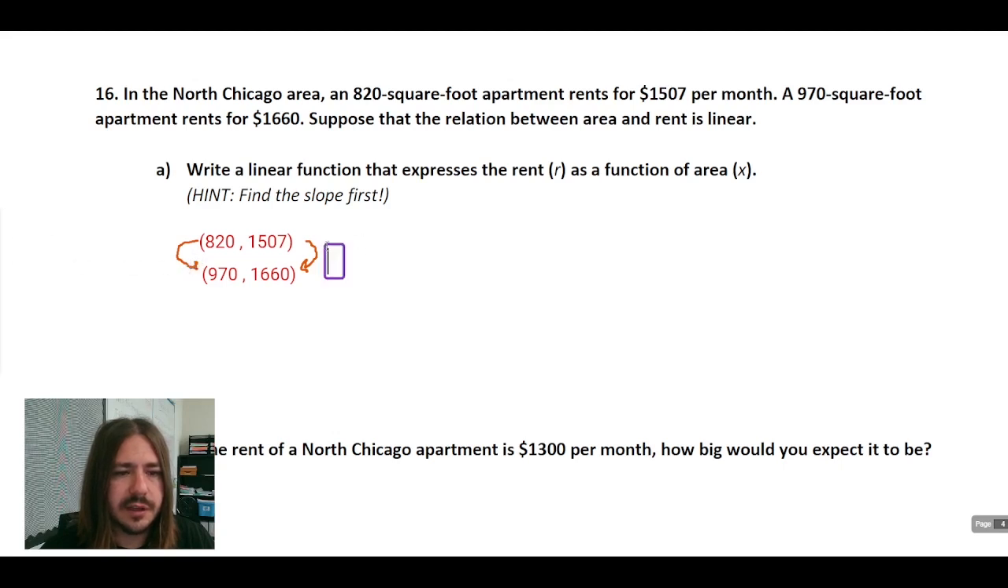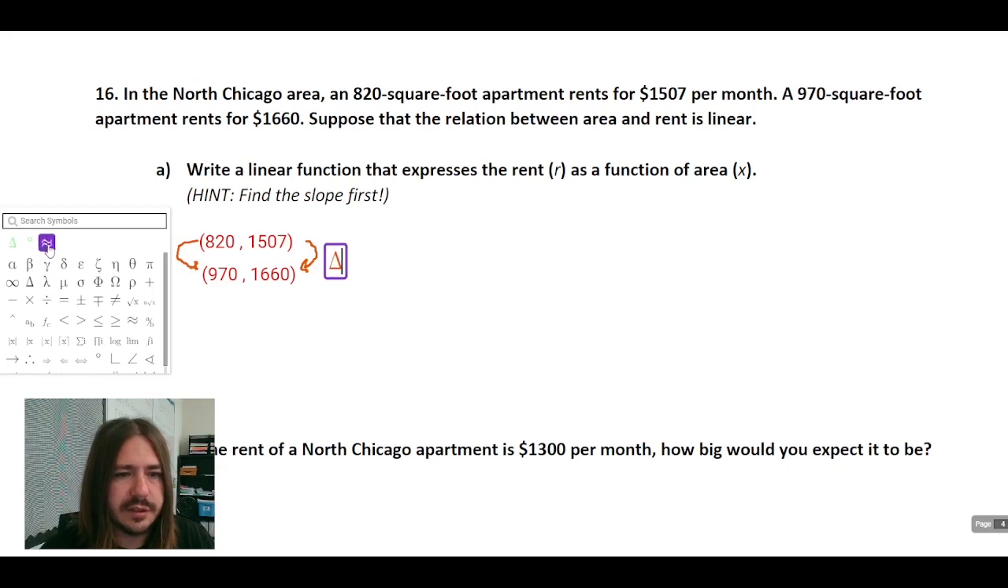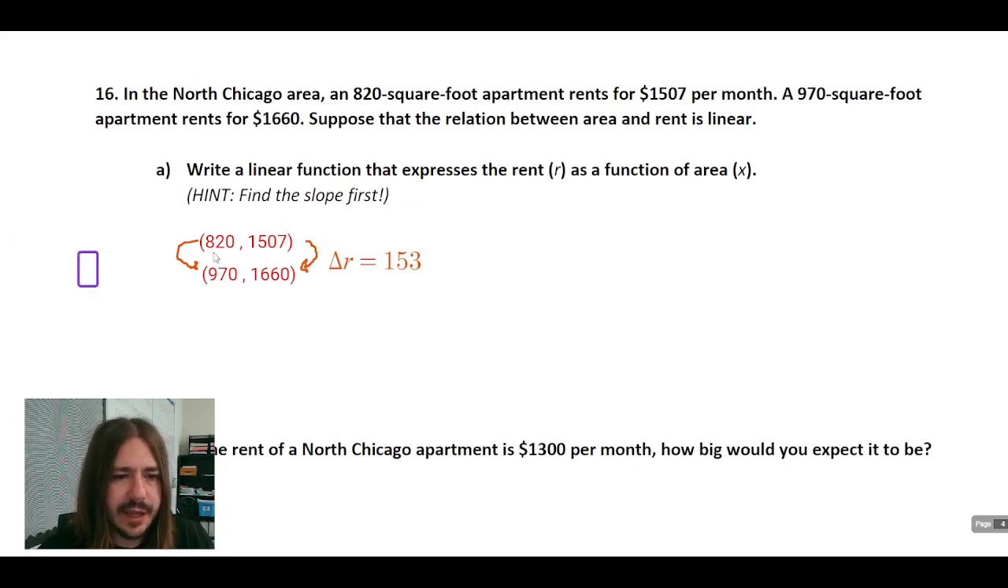This is going to be our delta, not y, it's r, so I'm going to say delta r. And what would that be? 1660 minus 1507. Let's throw that in the calculator. We'll just subtract. That's going to be 153. Okay. Then my delta x here, from 820 to 970 is going to be 150.